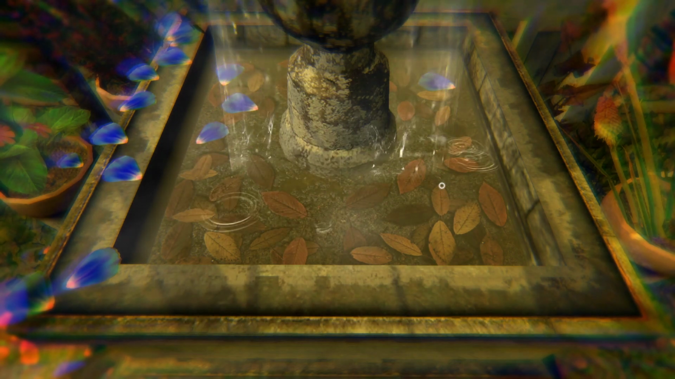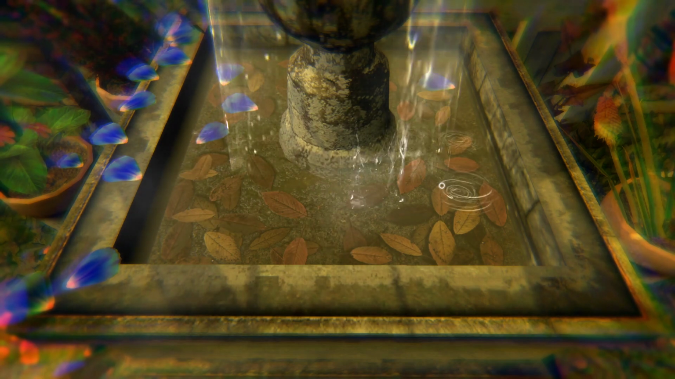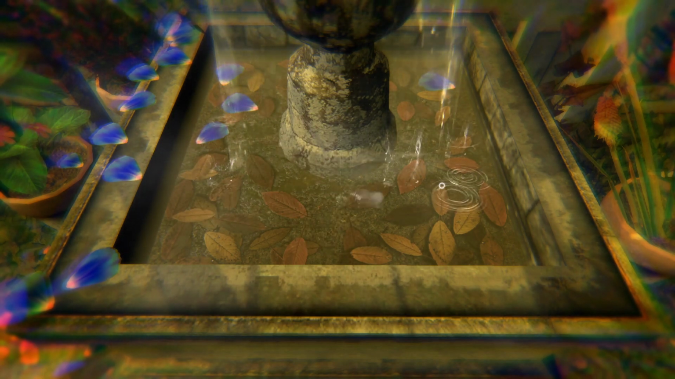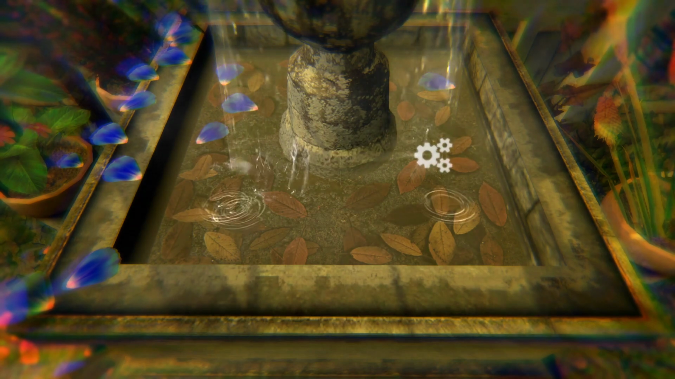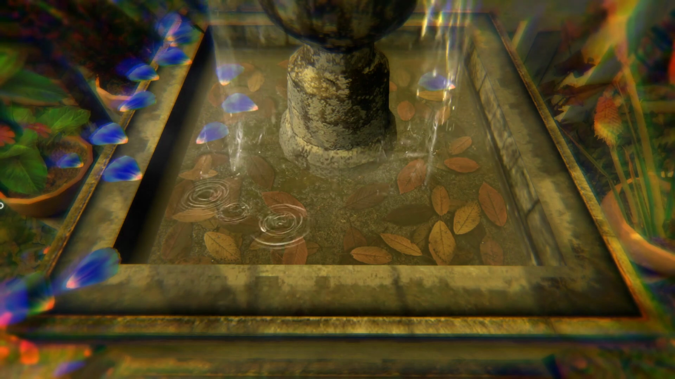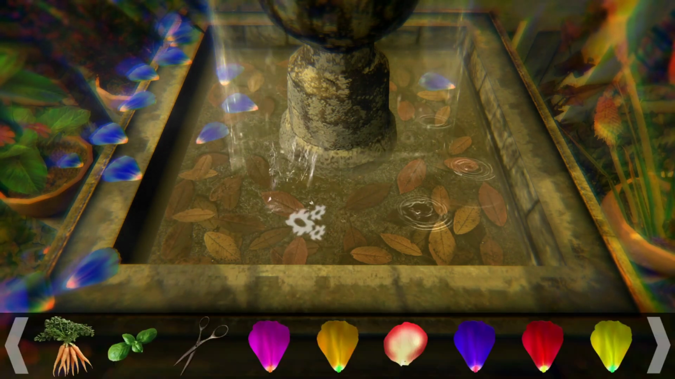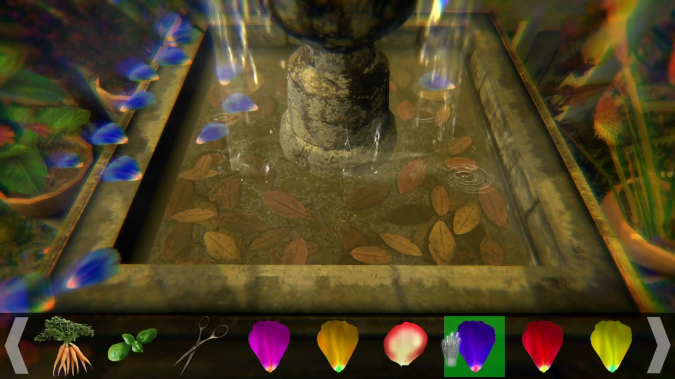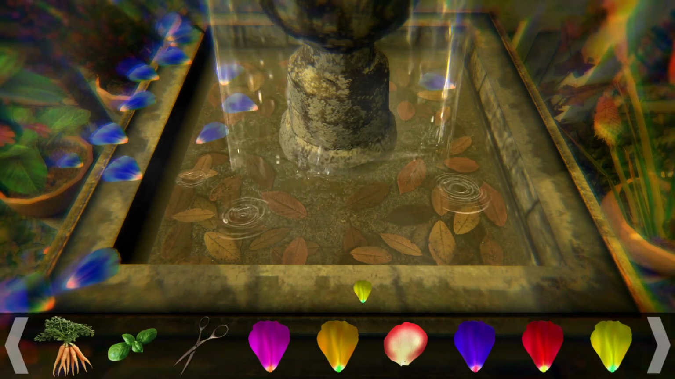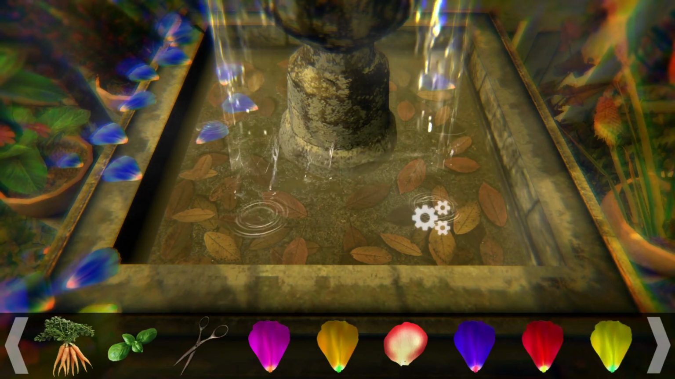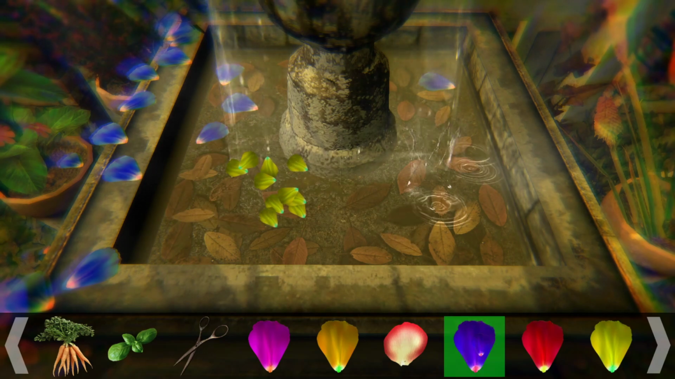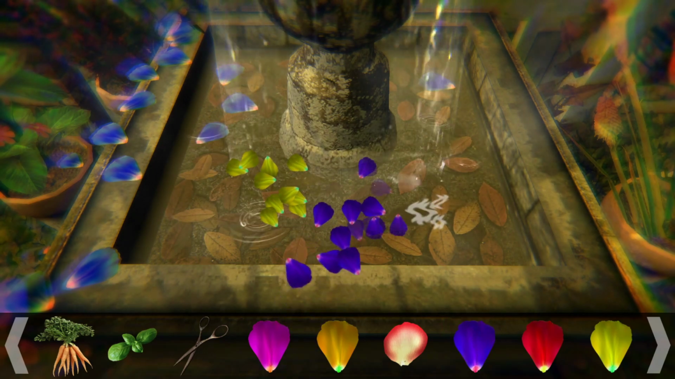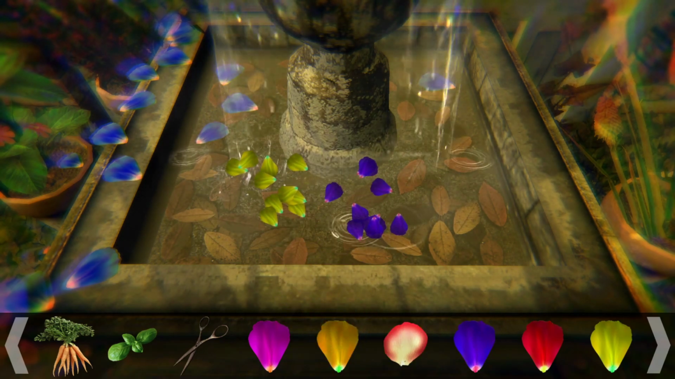Alright, I'm gonna pause my video and play with this till I get the right combination, so I don't wanna waste anybody's time. Okay, figure it out. Alright, so it goes yellow, purple, orange, and red.